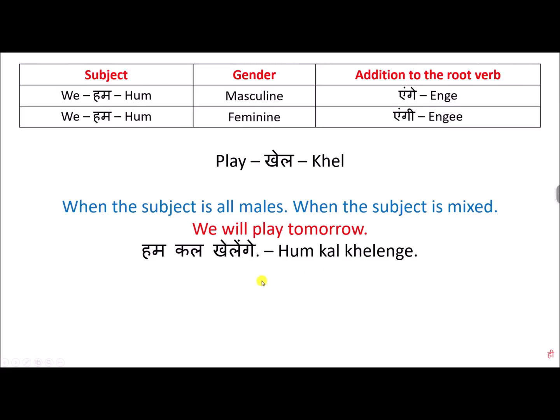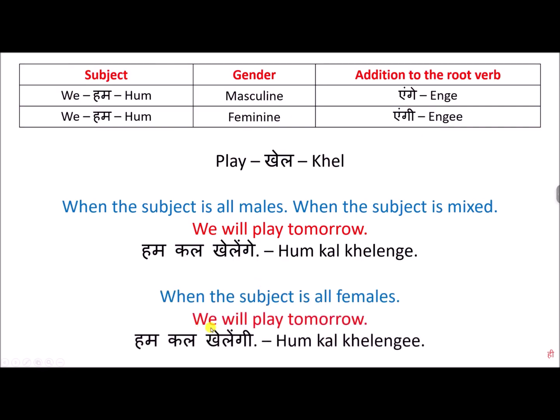If a group of all females want to say we will play tomorrow, then they will have to say हम कल खेलेंगी. हम is we, कल is tomorrow, खेल is the root verb, एंगी is added to the root verb. हम खेलेंगी is we will play, कल is tomorrow.